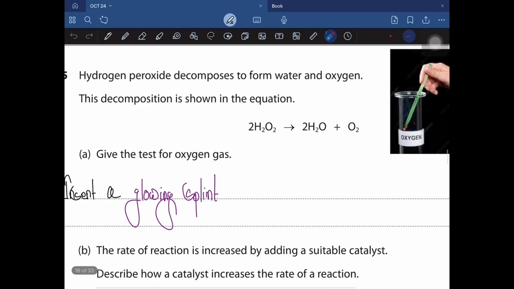Describe why the rate of reaction is increased by adding a suitable catalyst. Describe how a catalyst increases the rate of reaction.